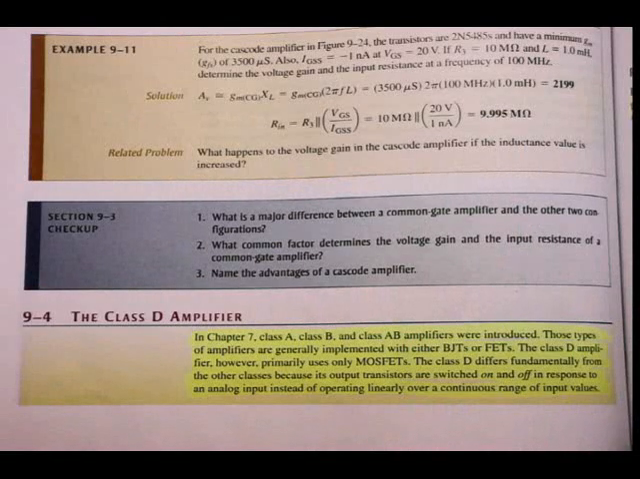Introductory paragraph says in Chapter 7, Class A, Class B and Class AB amplifiers were introduced. Those types of amplifiers are generally implemented with either BJTs or field effect transistors. The Class D amplifier, however, primarily uses only MOSFETs. The Class D differs fundamentally from the other classes because its output transistors are switched on and off in response to an analog input instead of operating linearly over a continuous range of input values.